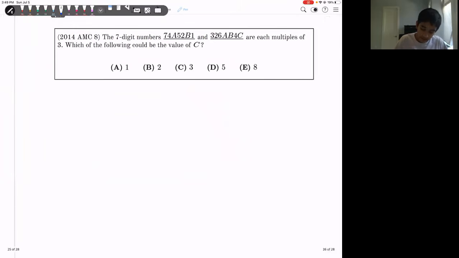So the 7-digit numbers 74A52B1 and 326AB4C are each multiples of 3. So we're asked to find what could be the value of C. So again, the key thing to do is look at what the possible values for A, B, and C are, and try to narrow down our variables here. So we have 3 variables; try to reduce it down and see if you can actually evaluate the value of C. So try to work on this problem for a minute or two.